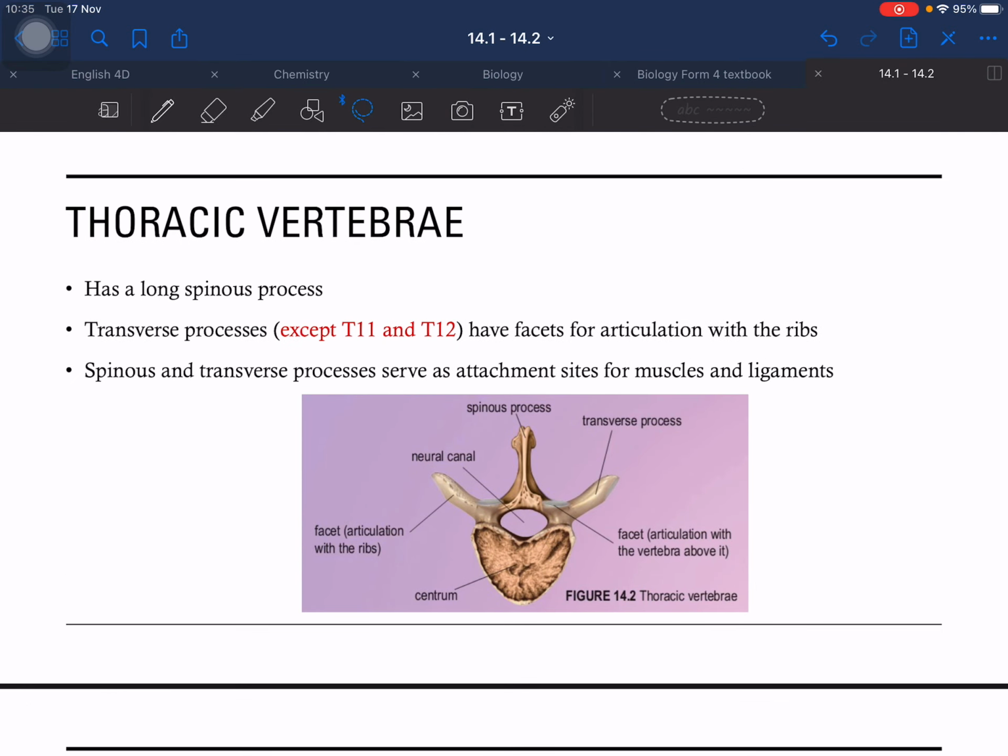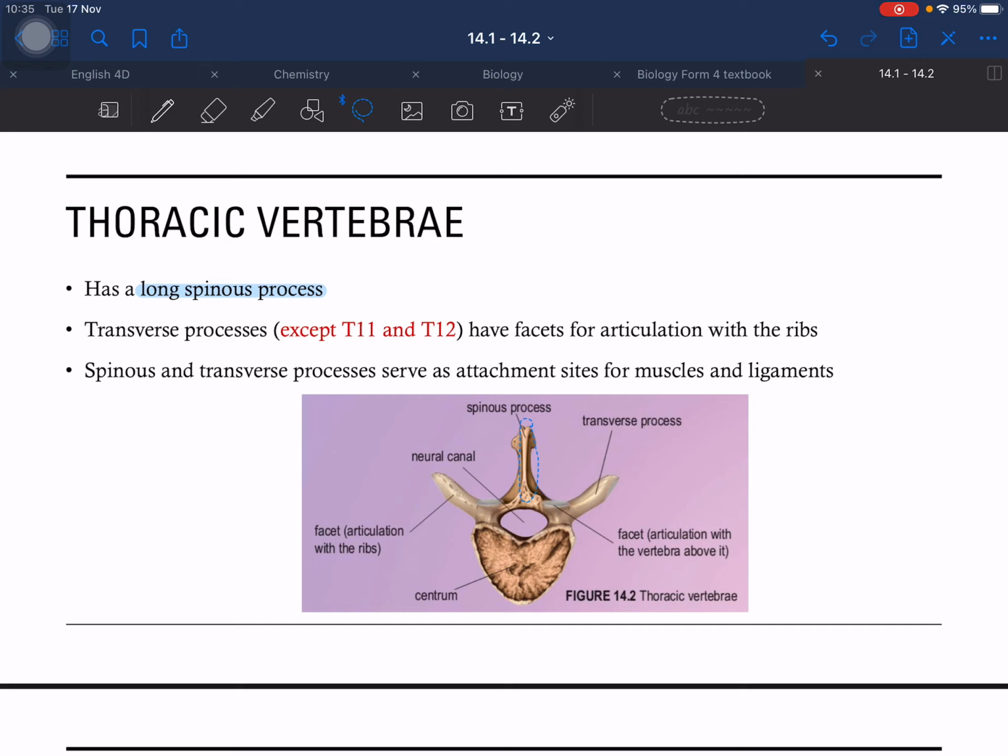And moving on, we'll go to thoracic vertebrae. So the thoracic vertebrae is your T1 to T12, has a long spinous process. So that's what you have here. Whew, that's pretty long, right? And transverse processes have facets for articulation with the ribs. So they have transverse connection to be connected to the ribs, except for T1 and T12, because you don't have proper ribs over there, right?